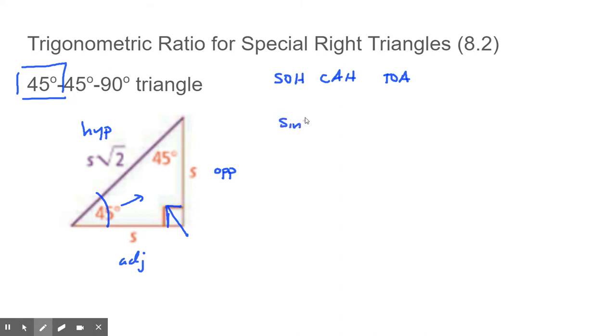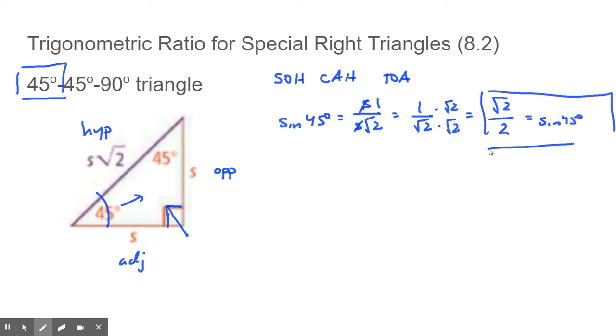Okay, so let's find the sine of 45 degrees. The sine of 45 degrees is equal to the opposite side, S, over the hypotenuse, S square root of 2. Well, the S's will cancel, leaving a 1 on the top, 1 over the square root of 2. And we do not leave the square root of 2 in the bottom. We need to rationalize this by multiplying top and bottom by the square root of 2. And the top becomes just the square root of 2, and the bottom, remember when we rationalize, the 2 pops out of the square root. And this is the sine of 45 degrees: square root of 2 over 2.